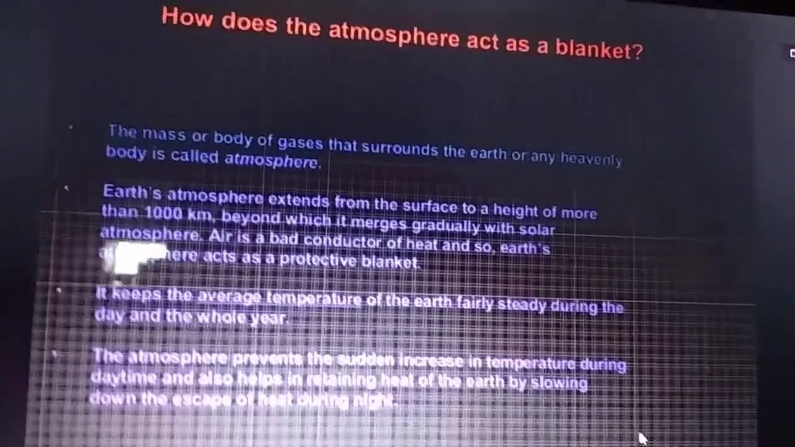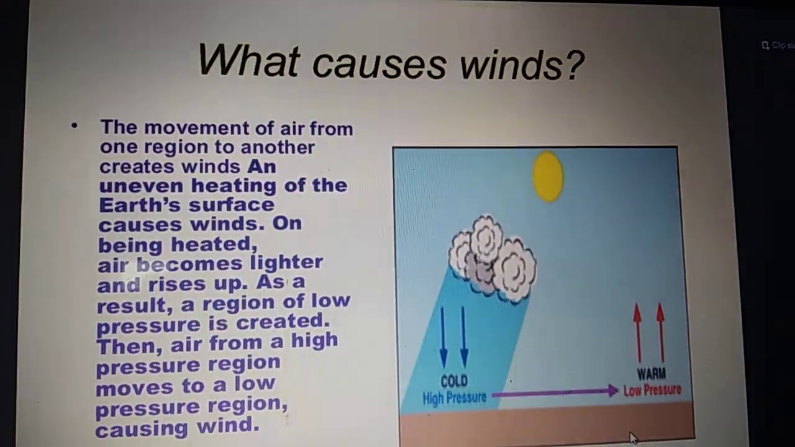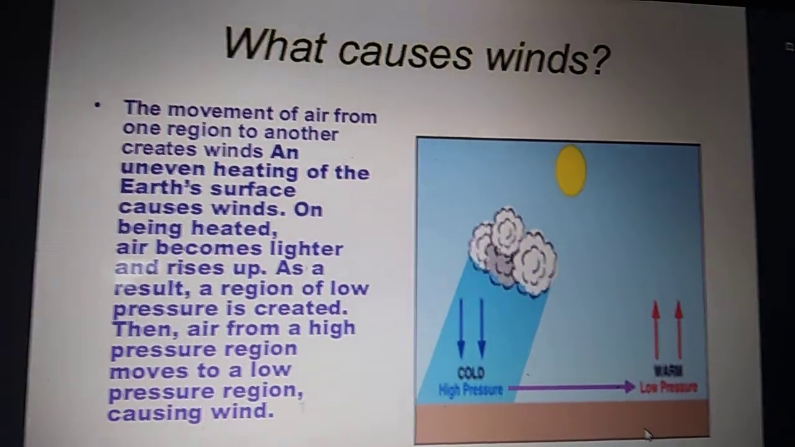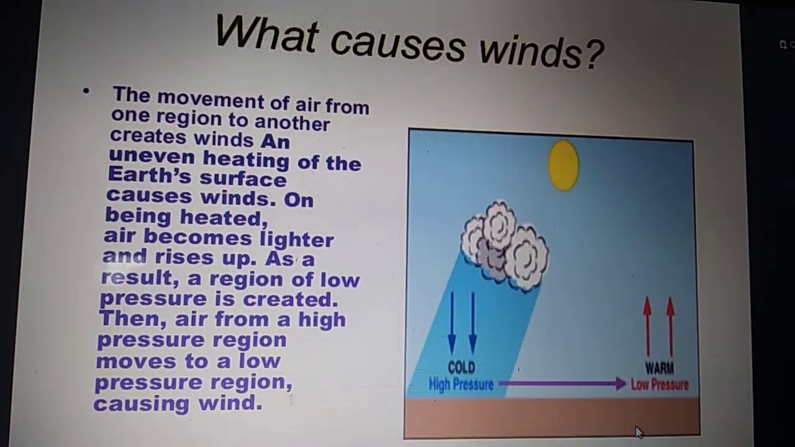So next time we will discuss what causes winds due to the atmosphere, that is, due to the movement of the air. Thank you so much.